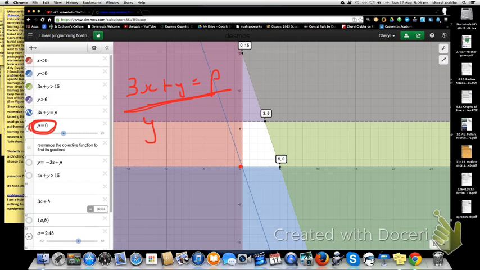So let's rearrange this and make it y is equal to negative 3x plus p, and we're just going to make p 0. No profit, 0 profit. So the y-intercept's at 0. And this is our gradient. And we know that if we go from the y-intercept, which is at 0, 0, and if we go down 3 and over 1, we basically get a straight line graph. And so we can actually take this objective function now and turn it into a straight line graph and put it onto our feasible region area.